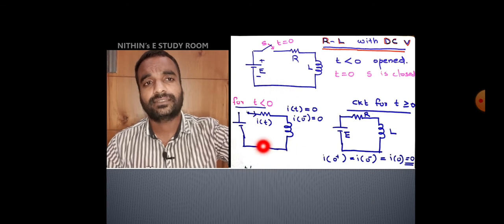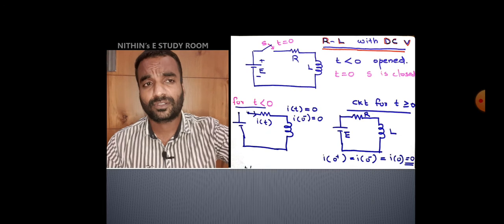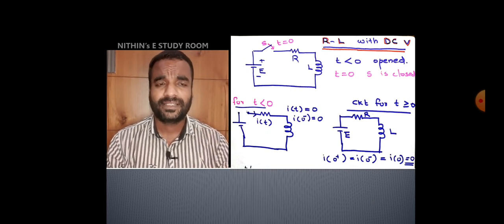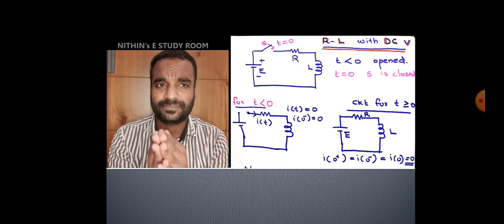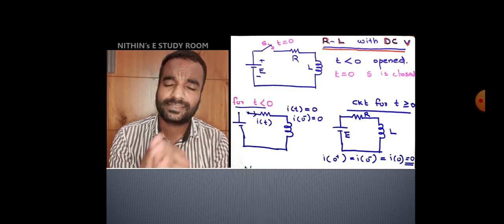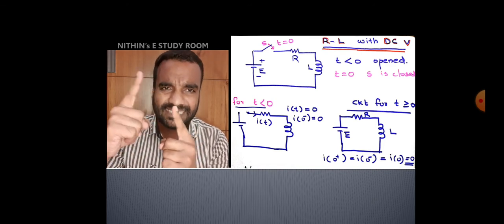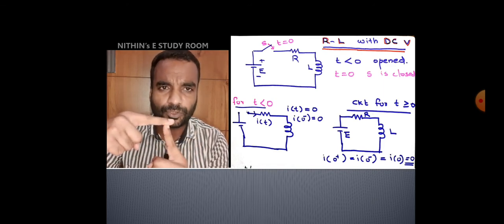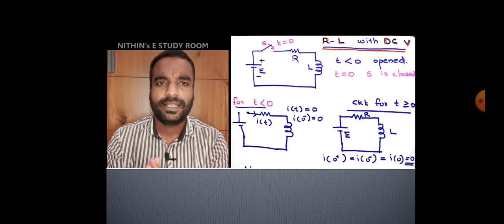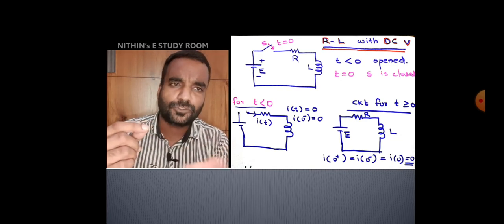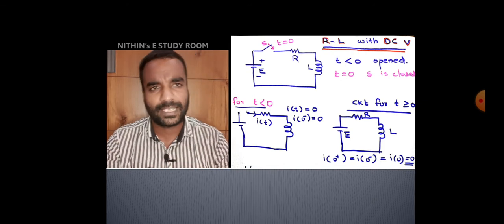For time less than 0, this is an open circuit. So I0 minus is equal to 0, I0 is equal to 0, I0 plus is equal to 0. These three are very close instants. As I0 minus is equal to 0, you should assume that just at the time of closing, I0 is also 0, and the instant just after that, I0 plus, will also have the same value.